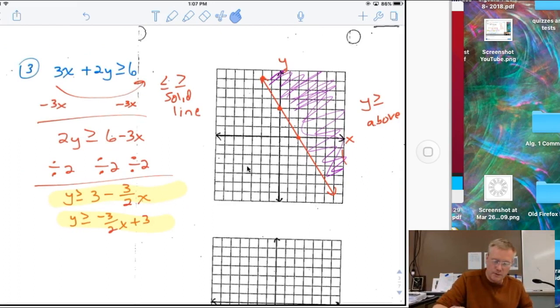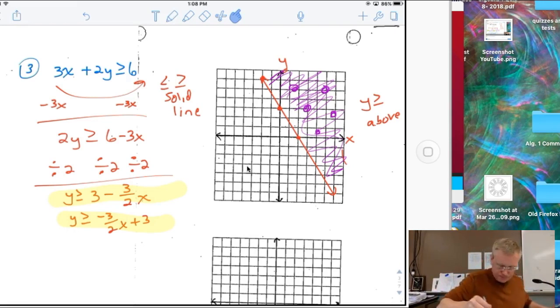So, which means any point on that side of the line, here, those are all solutions to that inequality. There is an infinite number of points in that area, which means there's an infinite number of solutions, which makes sense. It's an inequality. If I said, tell me all the numbers that are greater than 5, it would take you a long time because there's an infinite number of them. All right, so that was number 3.